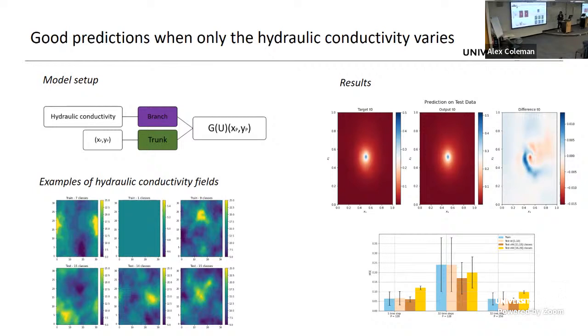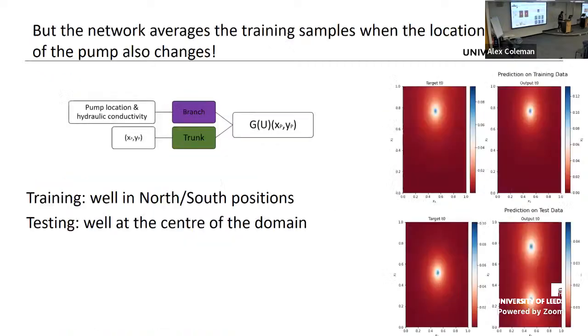But eventually, summing up, results when I only change the hydraulic conductivity are really, really good, and the network can learn very well. And then I did a next step. So I decided to also change the location of the pump and put it everywhere in the domain. And what I would see is that the network wasn't able to learn, and the results weren't good.